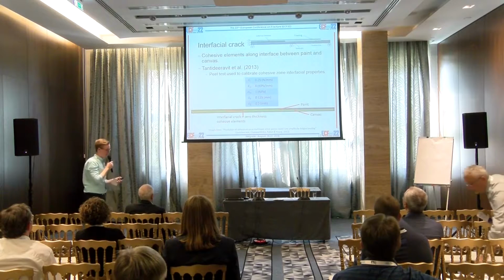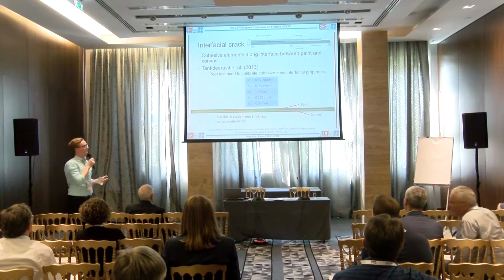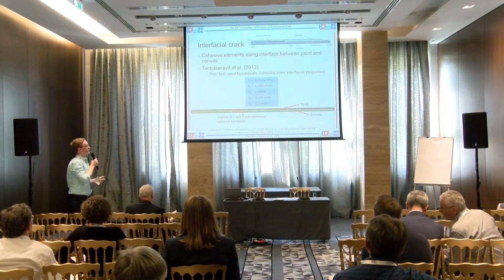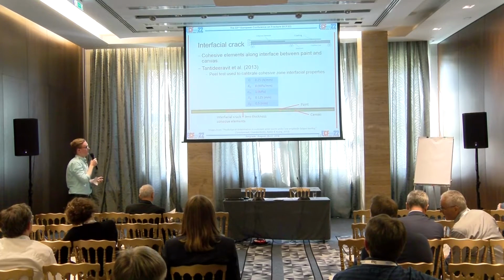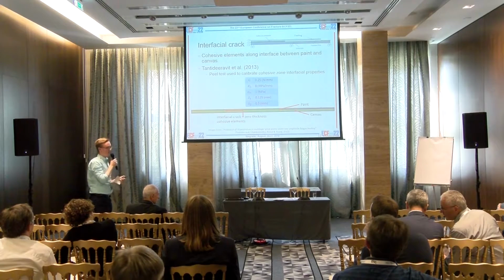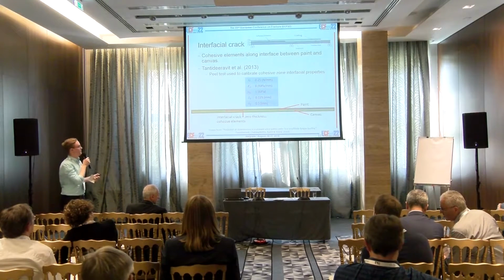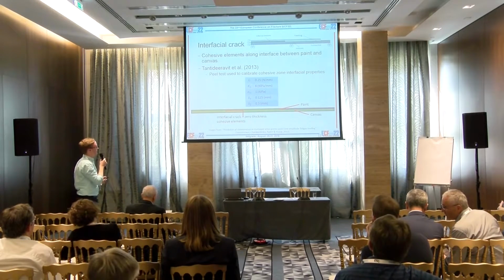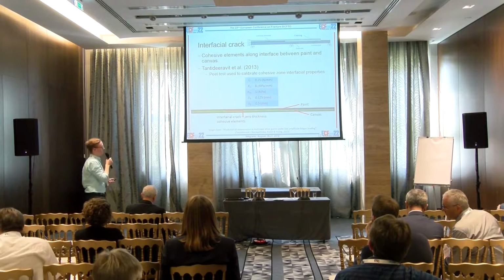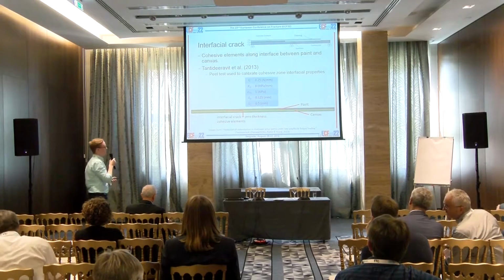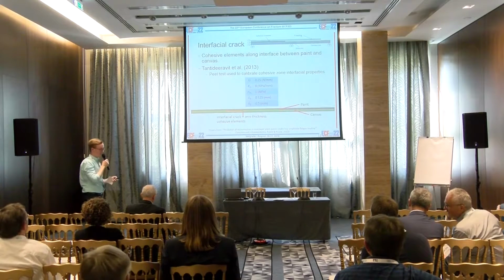Okay, so now we're considering the interfacial crack. We have elements along the interface between paint and canvas. Previously, traction separation law parameters have been obtained by comparing peel test experimental results to those from the finite element method, and they've come up with these parameters. Here we have a picture of the finite element model used. We've got the paint, the canvas, and along the interface we have zero thickness cohesive elements.